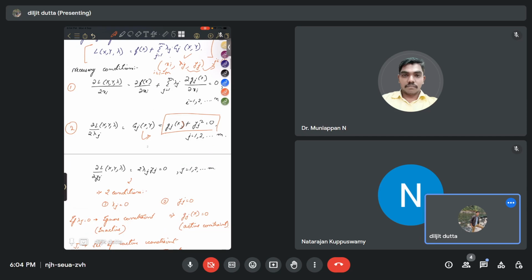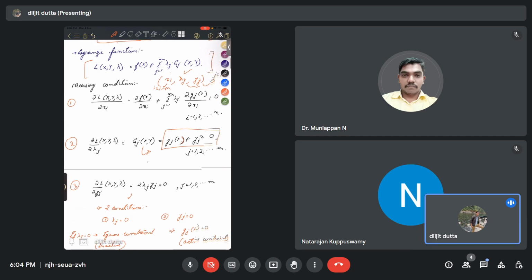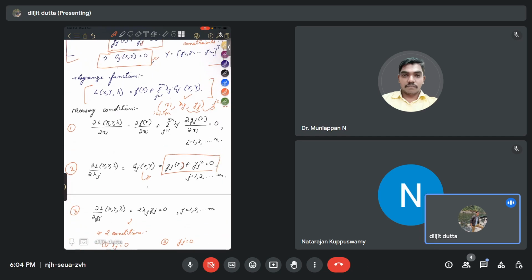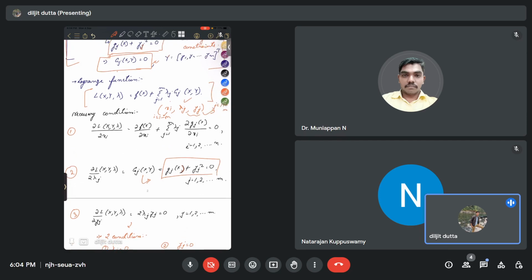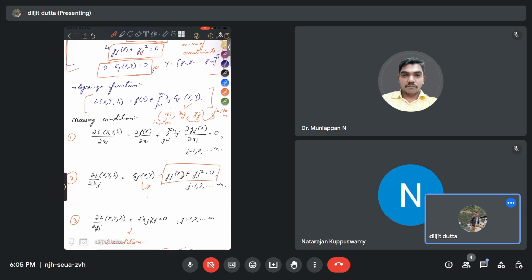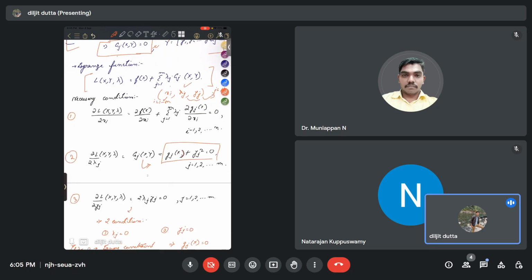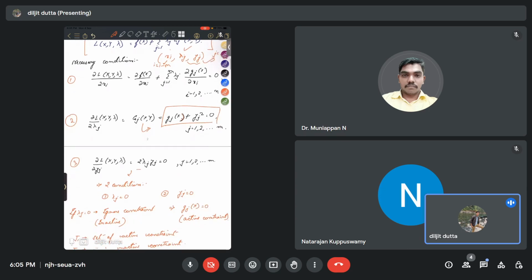And the third necessary condition is that del L by del yj is equal to 0. If you take the differentiation with respect to yj, the first term will be 0. In the second term, we can take lambda j out of the derivative, and write capital G as small gj of x plus yj square. The differentiation of small gj of x with respect to yj is 0. The remaining term is del yj square by del yj, so the whole term will come as 2 into lambda j yj equal to 0. So these are the three necessary conditions required for solving this problem.